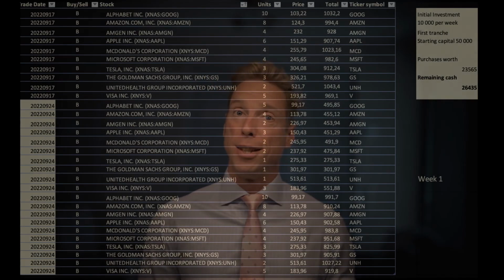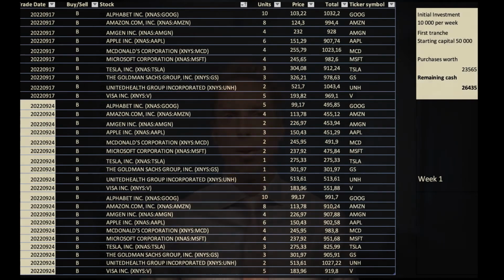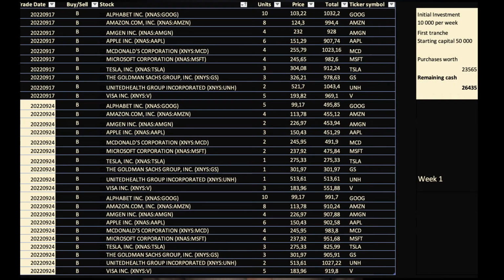Now, the third strategy was to buy the dip, very popular here the past years.